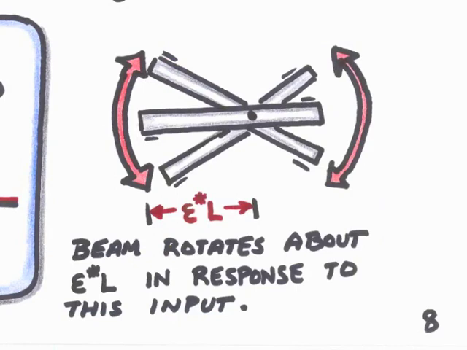Here's what's happening physically in this case. The beam is rotating and bouncing in such a way that one location upon the beam at epsilon star L is not moving. So it's as if the beam is rotating about this point. A sensor at this point measures zero displacement in response to the force acting at the left end of the beam.